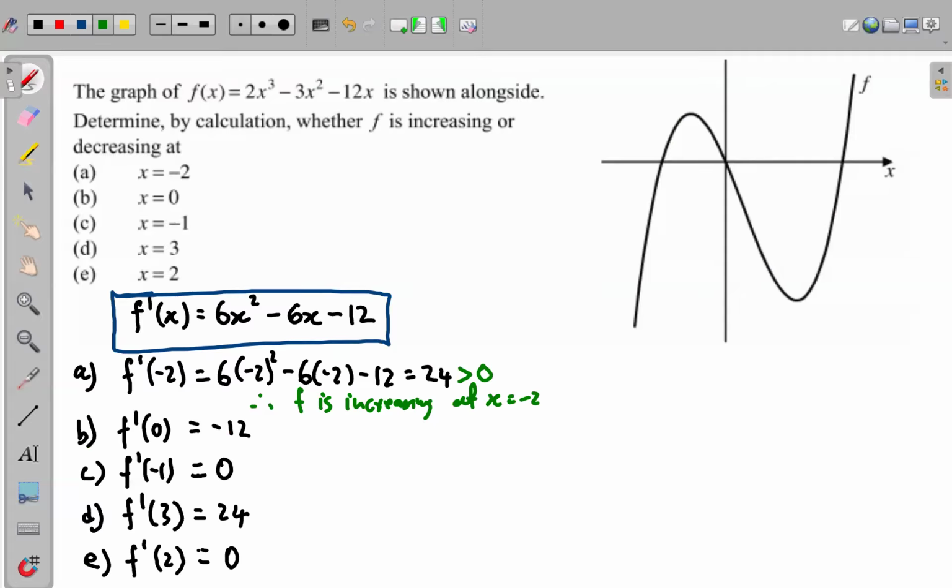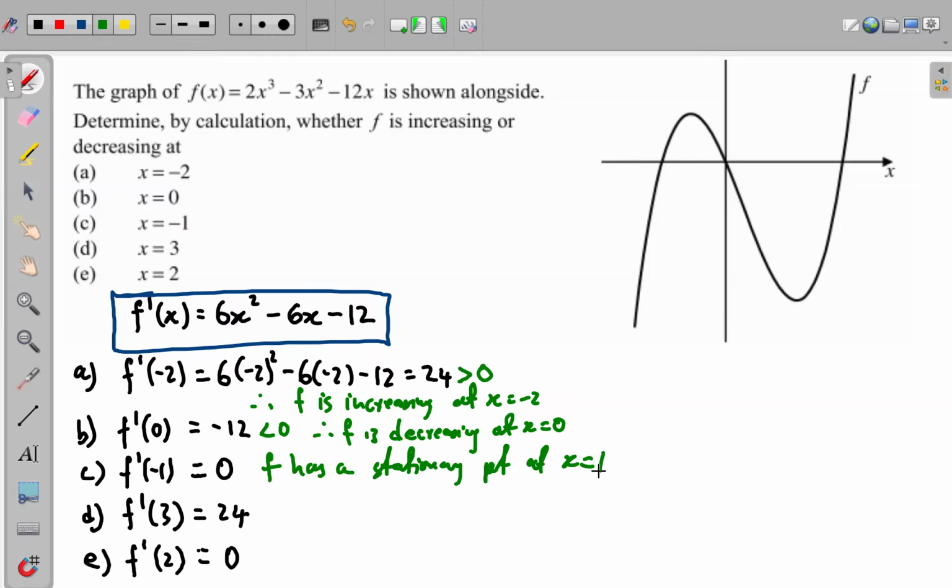As you can see, for the second one, when we substitute 0, we're getting a -12. So -12 is surely less than 0. So we will conclude f is decreasing at x equals 0. Then we look at -1. We got a 0, that one. So we will actually say f has a stationary point at x equals 1. Sorry, not 1, but -1.